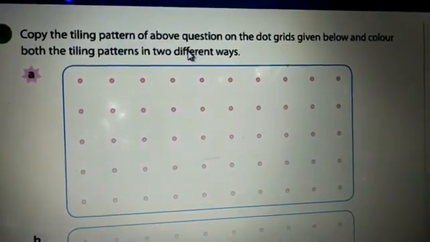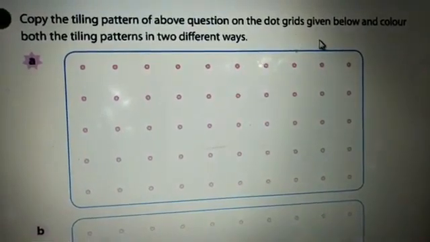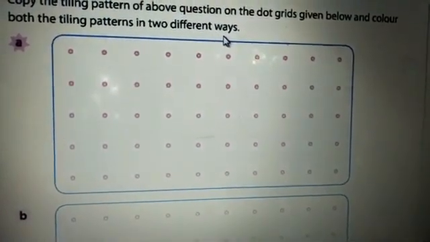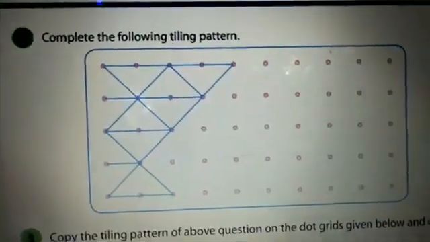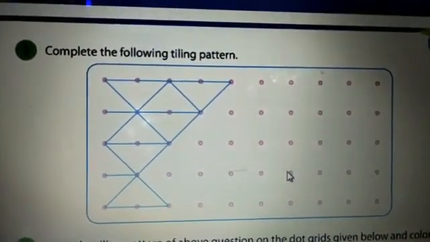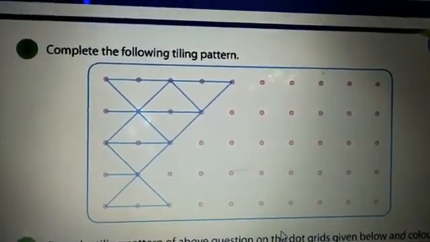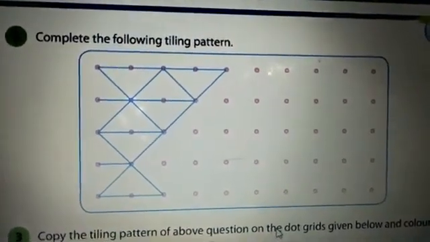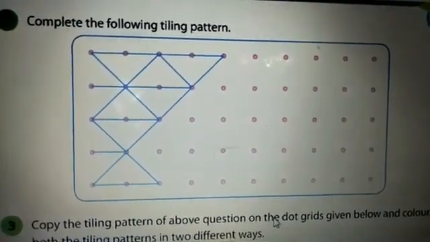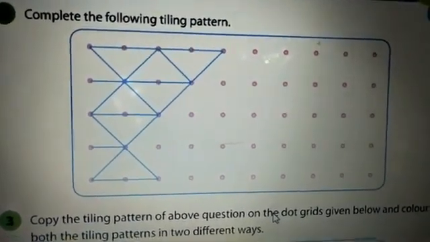The next question. Copy the tiling pattern of the above question on the dot grids given below and color both the tiling patterns in 2 different ways. So here we complete, children, like this; you have to complete the third and fourth question. Then you give color as you wish. Is it clear? Now I show the answer for you.